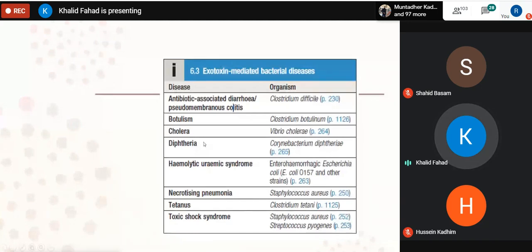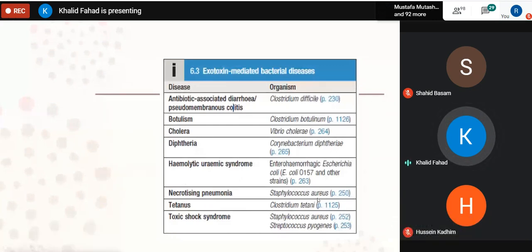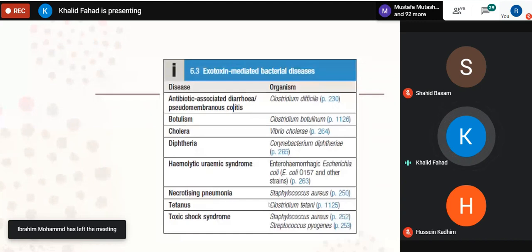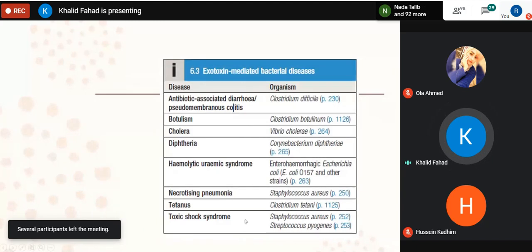Enterohemorrhagic Escherichia coli will cause hemolytic uremic syndrome. Staphylococcus aureus will produce a toxin that will cause necrotizing pneumonia. And the famous disease tetanus is mediated by the powerful tetanospasmin, which is a tetanus-mediated toxin, or toxic shock syndrome, which is produced by Staphylococcus aureus or Streptococcus pyogenes. So these are examples of toxins that mediate bacterial disease.